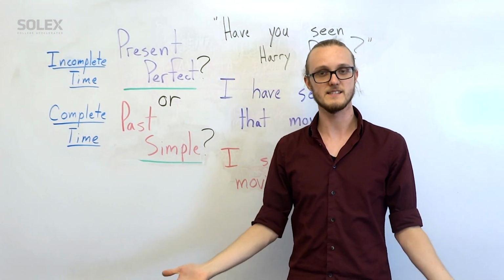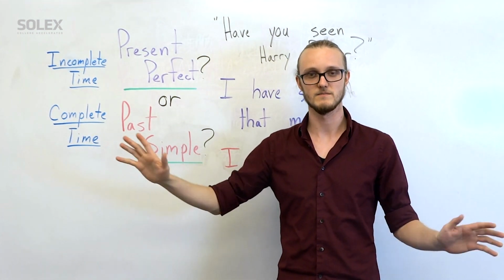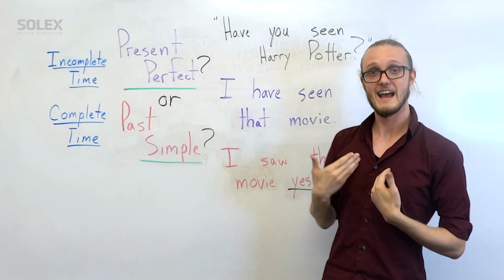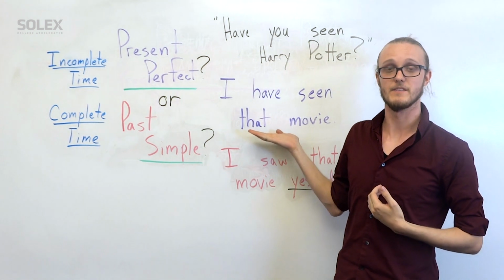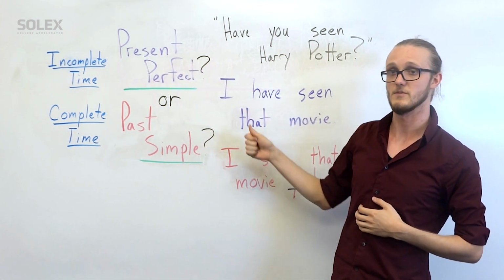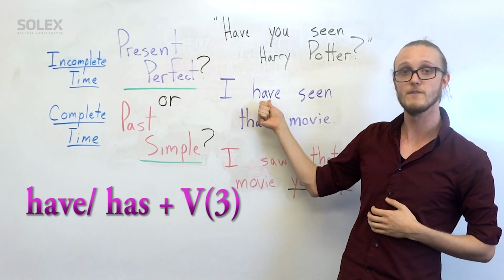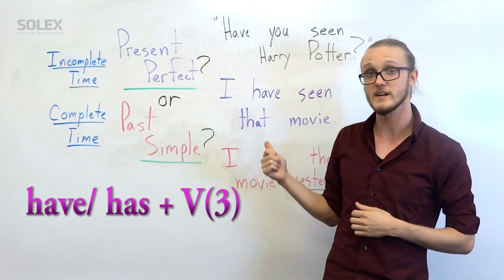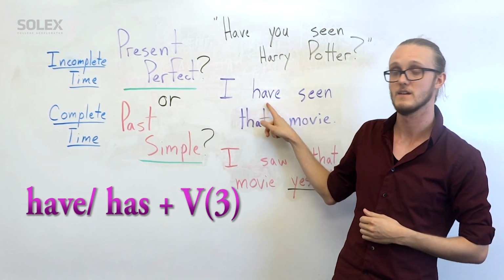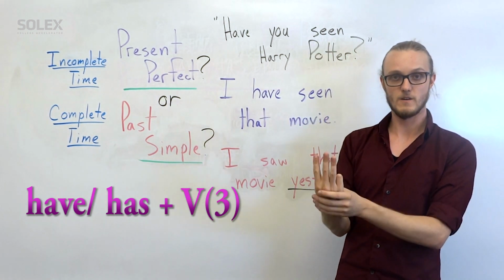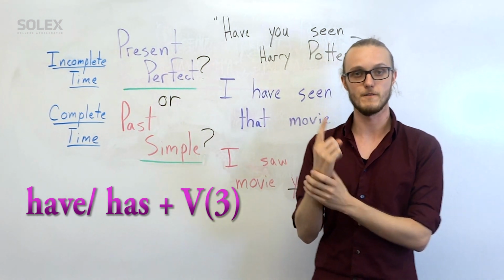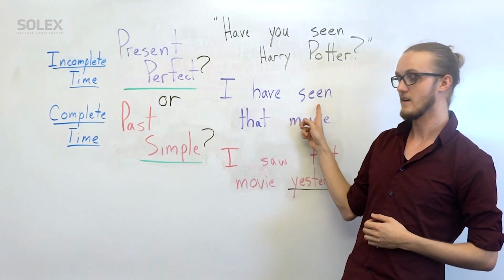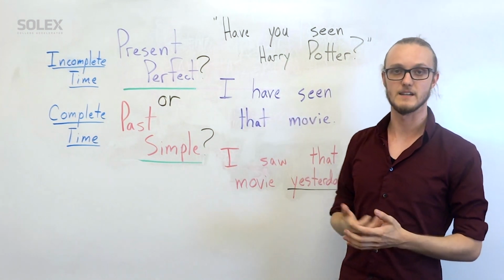Now, of course, everyone has seen the Harry Potter movies. They're fantastic, sure. But let's pretend that maybe you have, maybe you haven't. So, I have seen that movie. Now this, of course, is the present perfect. You have the subject, have, or has if it's he, she, it. Here it's I, so the auxiliary or helping verb is have. Seen, which is the third form of the verb see. Remember, first form see, second form saw, third form seen. I have seen that movie.